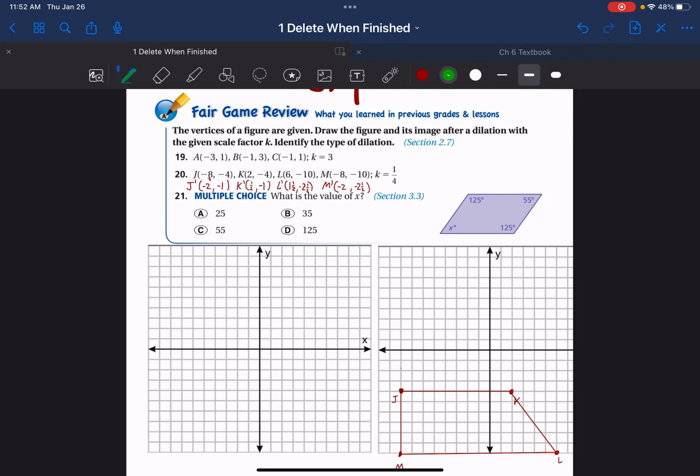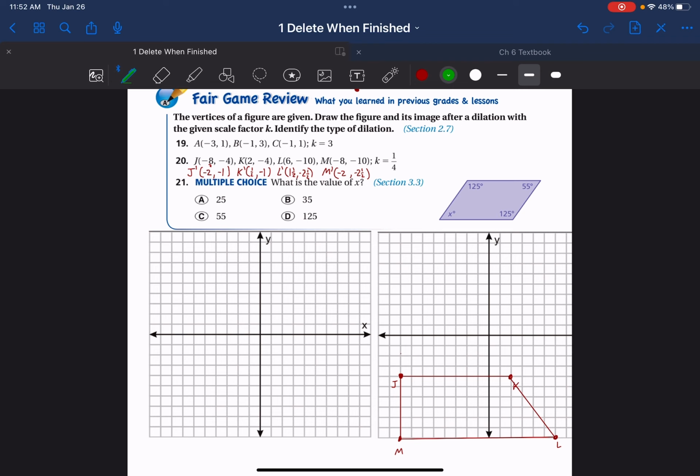Okay, so J prime is back 2, down 1. There's J prime. Now it will make sense for this to be so much tinier because we had a scale factor of 1/4. When you multiply everything by 1/4, it does get smaller, right? The next one is over a half, down 1. So there's K prime.